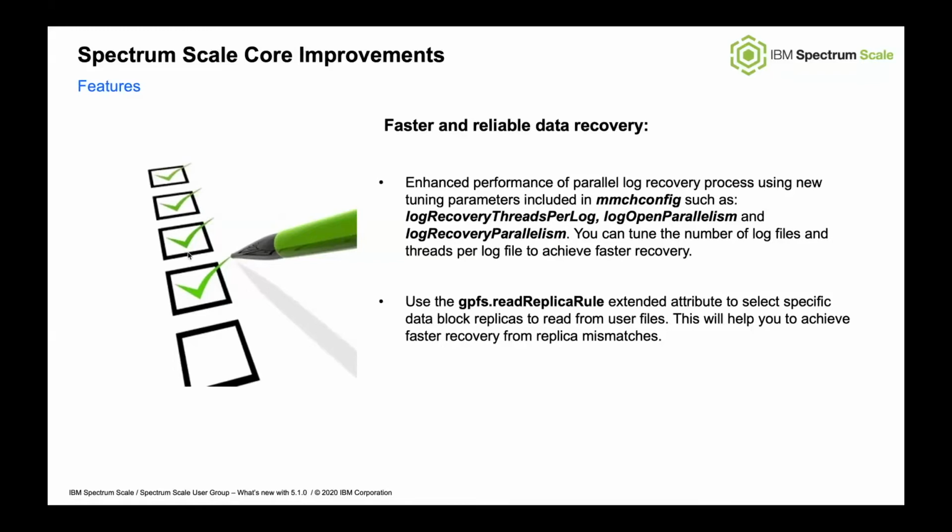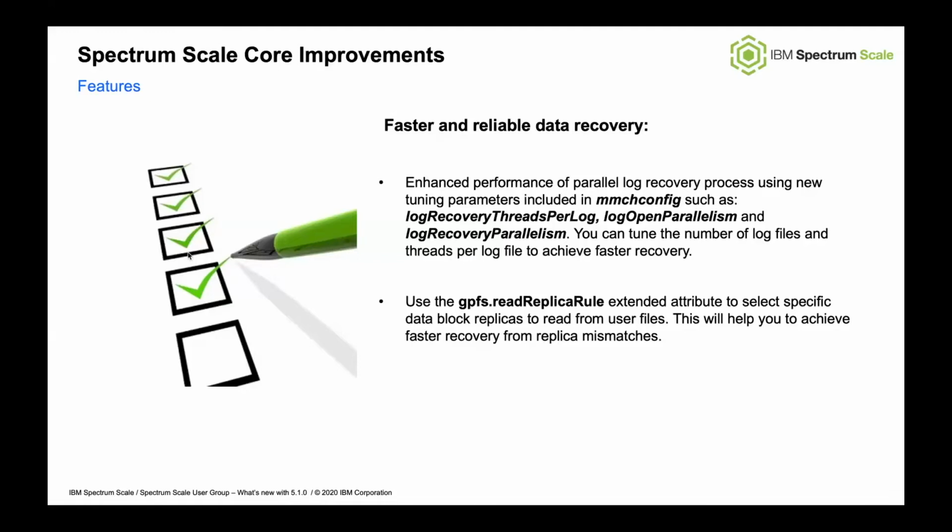These parameters are log recovery threads per log, which you can use to tune the number of active threads per log file. Then we have the log open parallelism, which is helpful to choose the maximum number of threads during the parallel log recovery process. And we also have the log recovery parallelism, which controls the number of log files that you can recover concurrently. So having these three parameters together represents a very flexible mechanism that you can adjust the way you want to execute this parallelism in your environment, and it helps you improve the performance of your data recovery process.